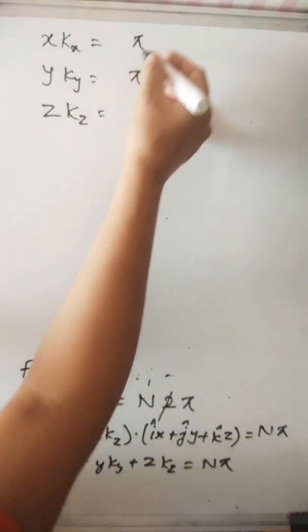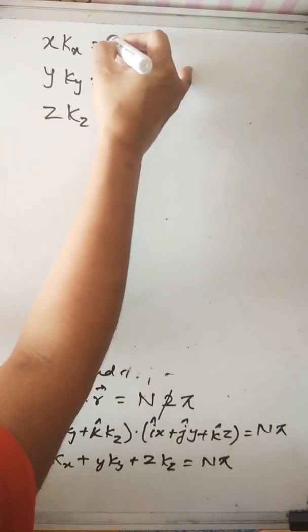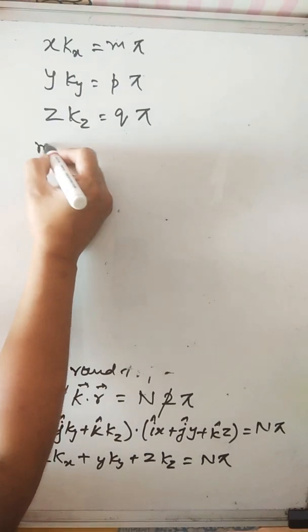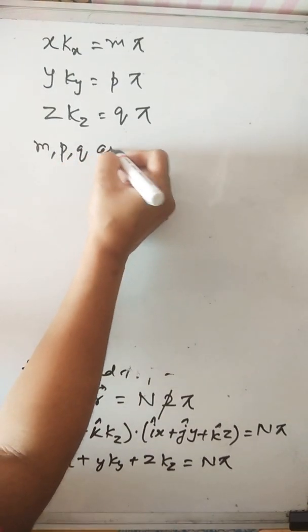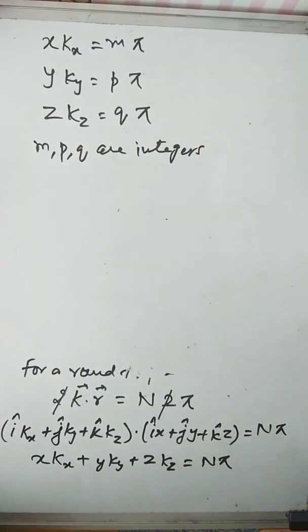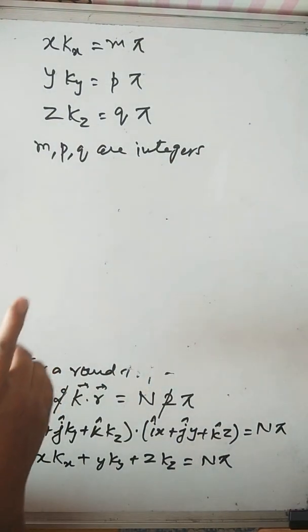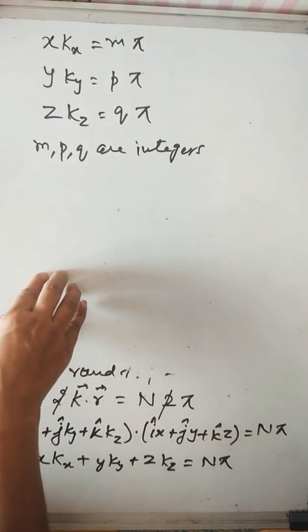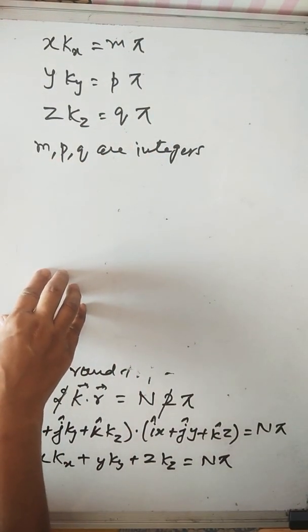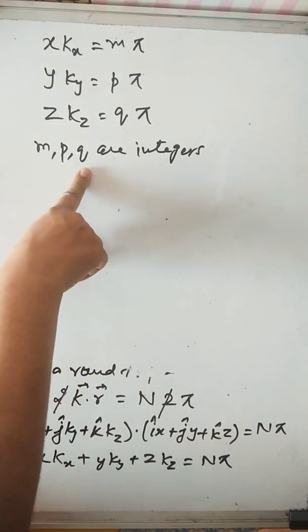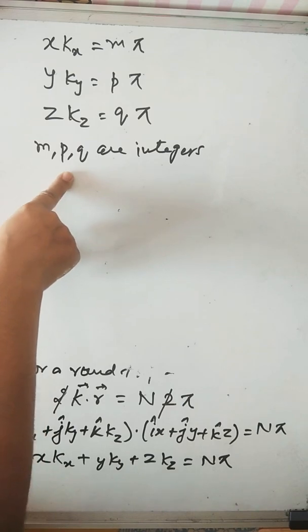So instead of writing a capital N, I am writing m, p, q. And what are these m, p, q? m, p, q are integers. Why have I replaced it? Because if I put this capital N, it shows that all the three integers should be the same, but it is not necessary. So we have now used m, p, q. These are all integers, but they can be the same, they can be different.